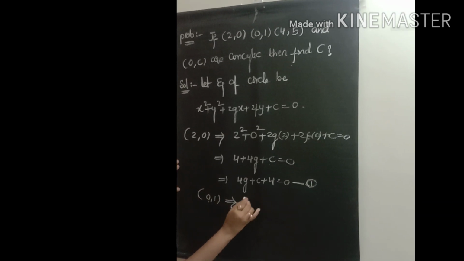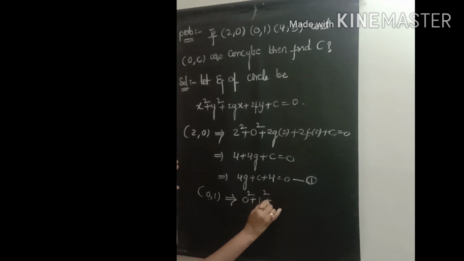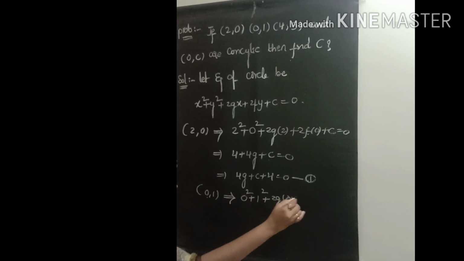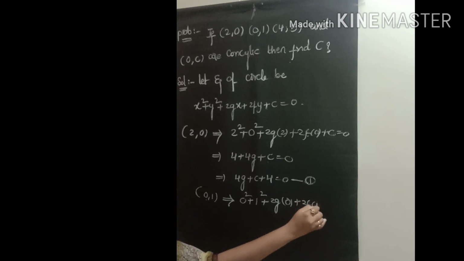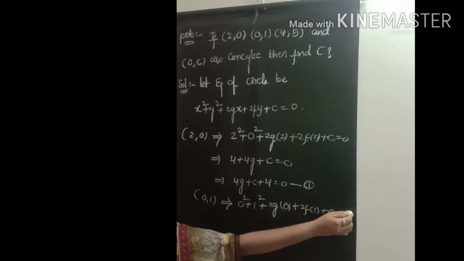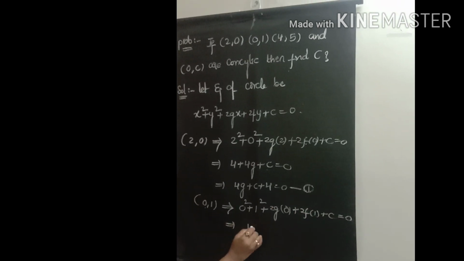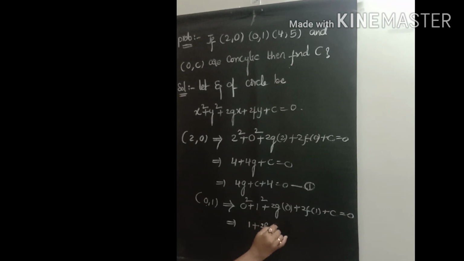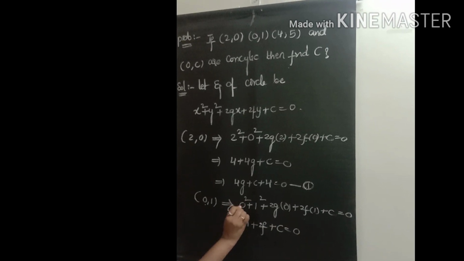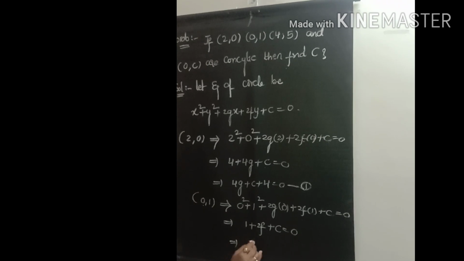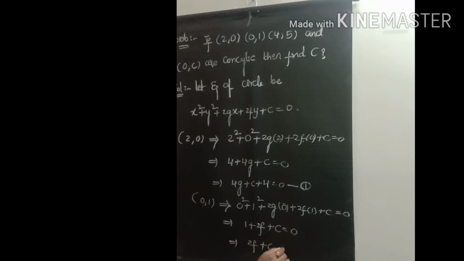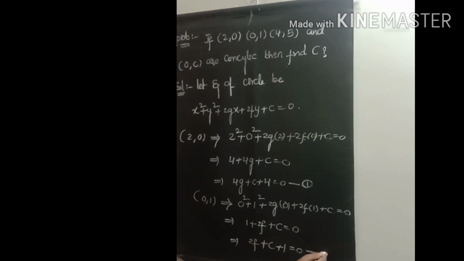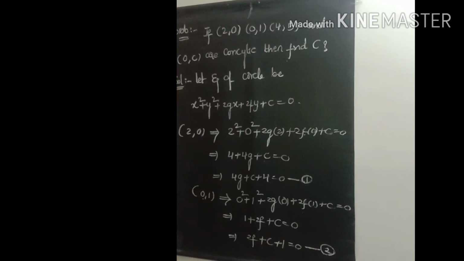Now substituting the second point, that is (0, 1). 0 square plus 1 square plus 2g into 0 plus 2f into 1 plus c is equal to 0. That is 1 plus 2f plus c equals 0. The first term is 0 and the third term is 0. So, it is 2f plus c plus 1 equals 0. This is equation 2.